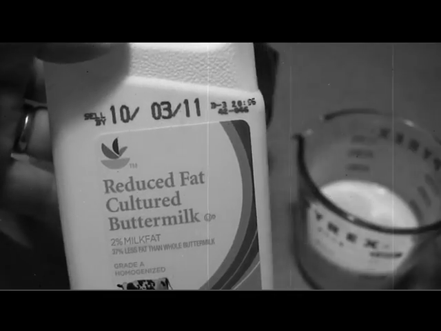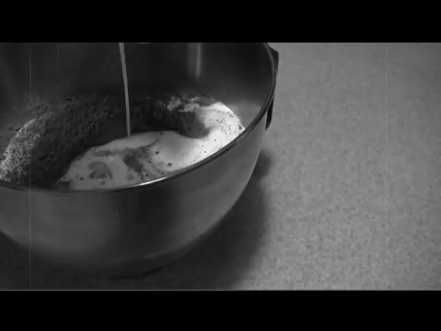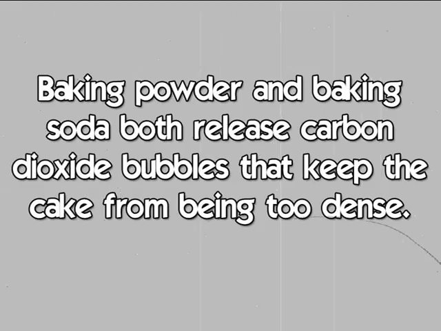Adding milk to the batter also has the same effect, since milk contains the sugar lactose. Lactose bonds with the gluten and gliadin molecules, thus hindering gluten formation. The baking powder and baking soda have the same purpose in the recipe. They both release carbon dioxide bubbles that keep the cake from being too dense.